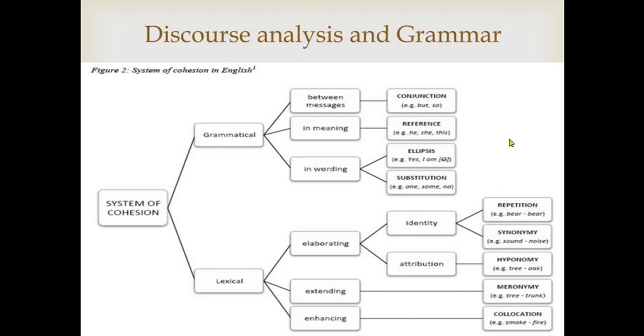So you can see the table, the system of cohesion. In the previous lessons, we talked about reference in meaning, and ellipsis and substitution in wording, and today we're going to talk about conjunction, the third branch of grammatical cohesion.